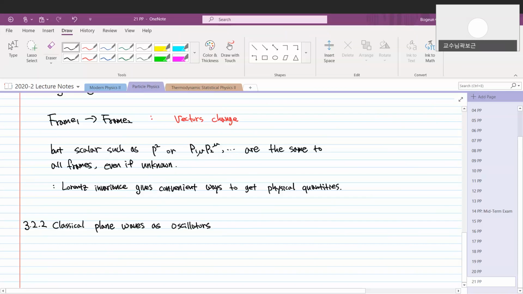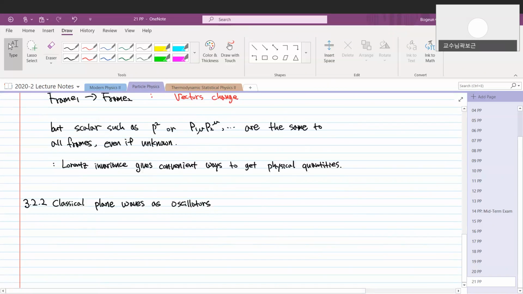Oscillators. So the relation between the classical plane wave as an oscillator, you're just thinking about the black body radiation we studied before.